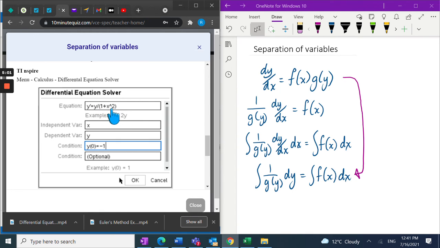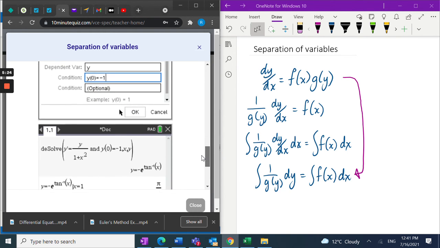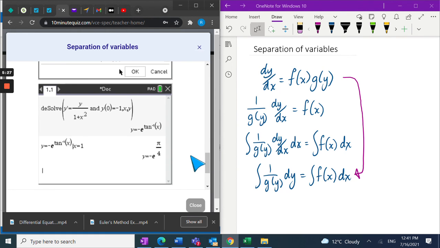We write out the differential equation in there in terms of x and y. The independent variable is x, the dependent variable is y, and we can also enter our initial condition. In this case, we knew that when x was 0, y is -1. We type it as y(0) = -1. Click OK, and the calculator would then generate the solution for y. It works out the modulus, it works out everything. All we then need to do is plug in x equal to 1 to find the value of y as asked for in the question.